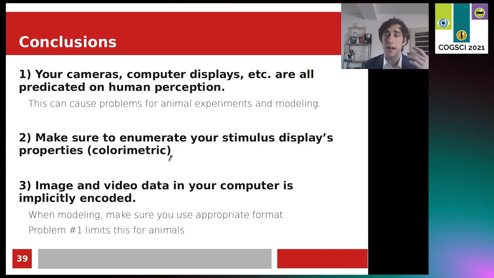So in conclusion, I basically want to reiterate that the cameras, computer displays, and the data formats and the computers are all predicated on human perception. They're represented in a format that is intended only to be reprojected to be seen by human eyes. So it's really important, first of all, setting that aside, to enumerate your stimulus display's properties using a colorimeter or something, just for reproducibility purposes, and also, if possible, even to find out the real power spectrum of your computer display from the manufacturer, or to measure it using a spectroradiometer.